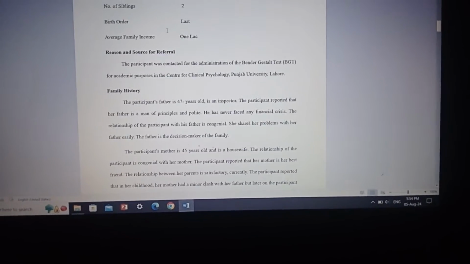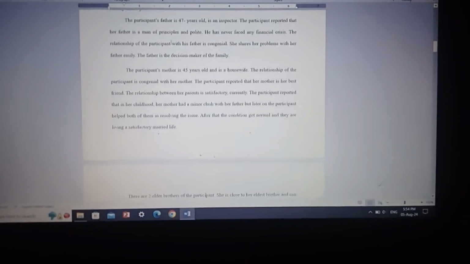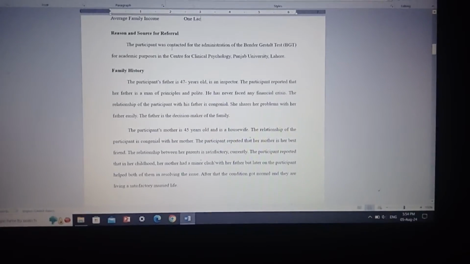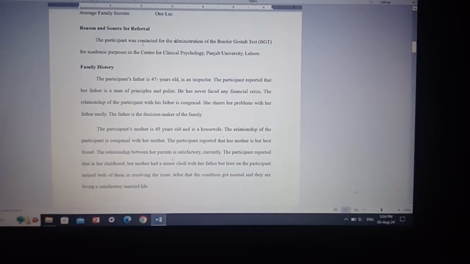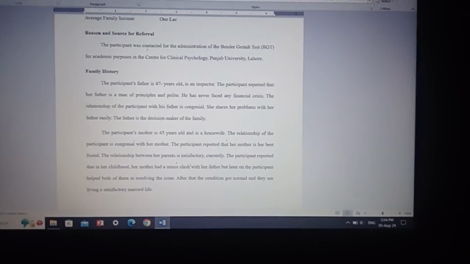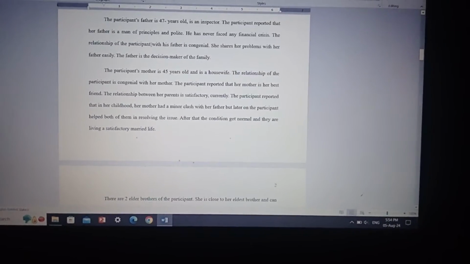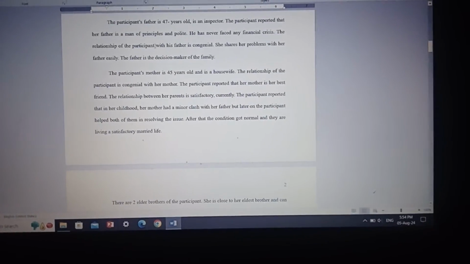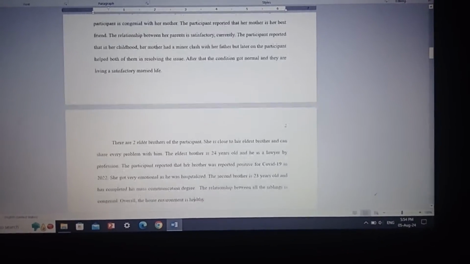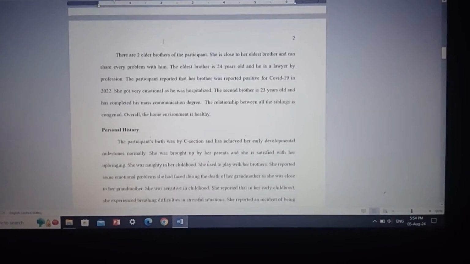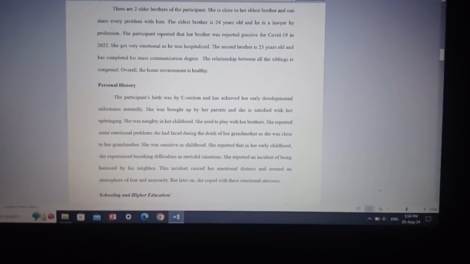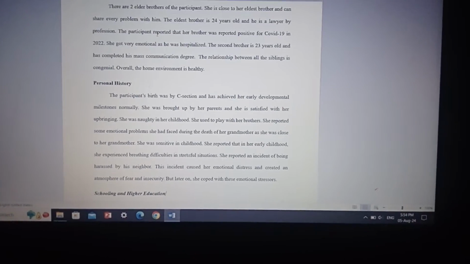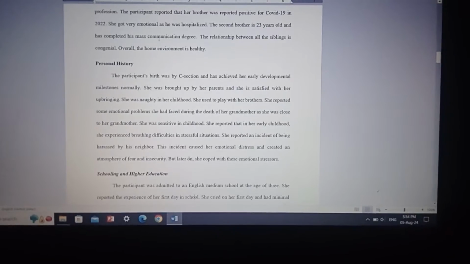in the history section. Then we will write the reason and source for referral, and then family history, in which we will ask everything like the relationship of the participant with their mother, with their father, with her siblings, the home environment, everything. And this will help you to understand and relate the results with your discussion part.